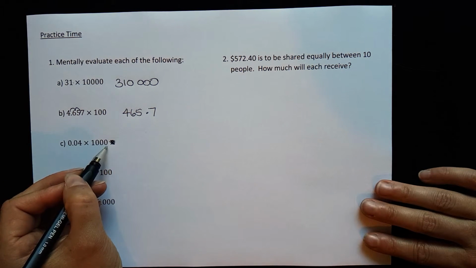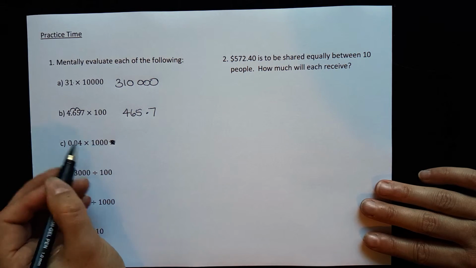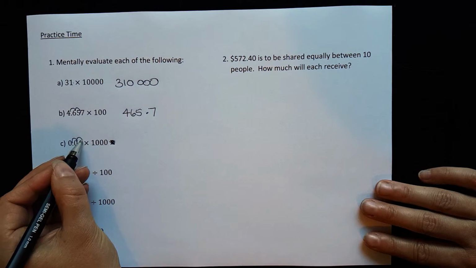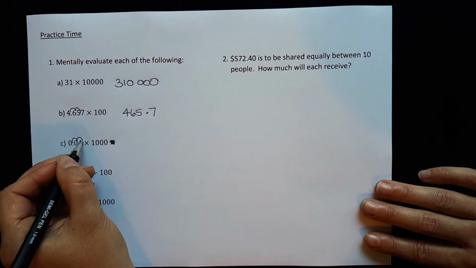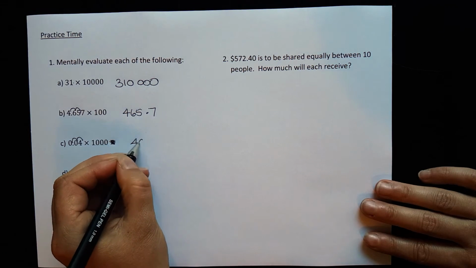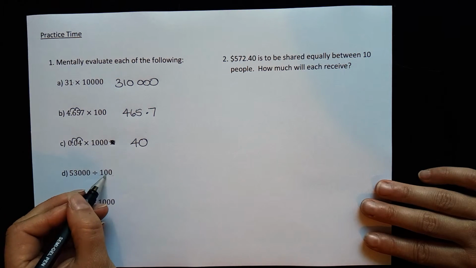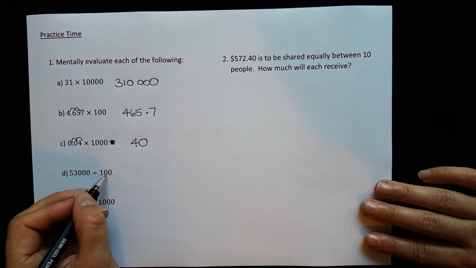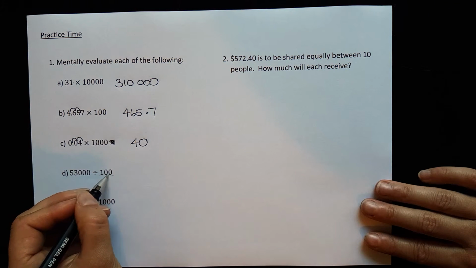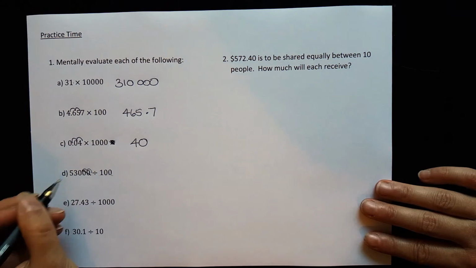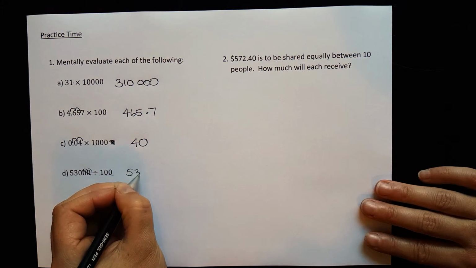0.04 times 1,000, 3 zeros. So 1, 2, I can jump, and then I will need to add a 0 there, making that 40. Dividing now by 100, I need to go to the left 2 places, 2 zeros here. So from the end, I come back 1, 2, which will get rid of those to make it 530.